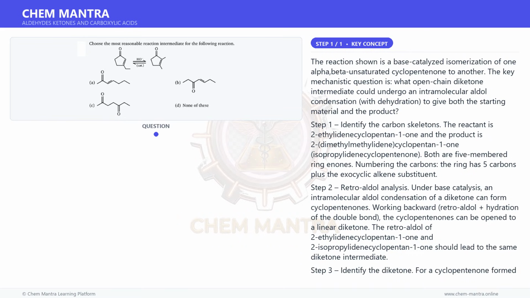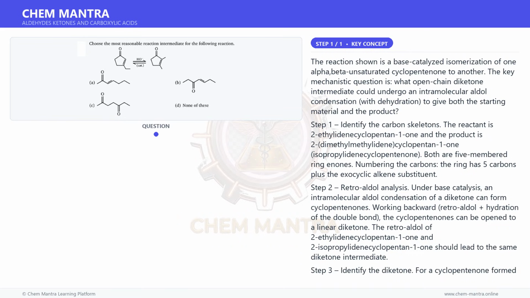Heptane-2,5-dione, CH3C=O, CH2CH2C=O, CH2CH3. This diketone has two different sets of alpha hydrogens. Base-catalyzed intramolecular aldol of the terminal methyl alpha proton gives the ethylidene cyclopentane, and deprotonation at the other alpha position gives the isopropylidene dimethyl product. Thus option C is the common intermediate for both isomers.